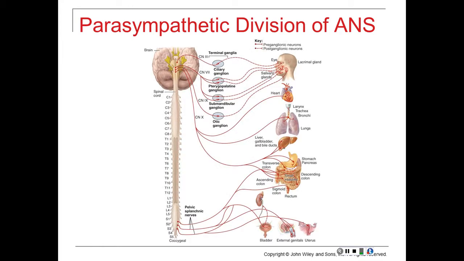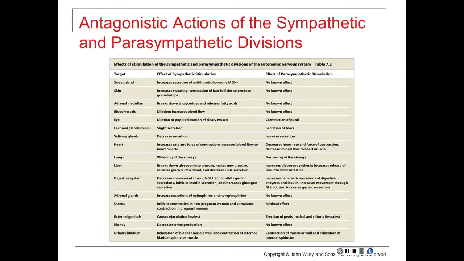Here you can see where those nerves are coming from. Again, the brain through those cranial nerves, or the sacral segments of our spinal cord coming out to some of our lower structures, including our intestines, our kidneys, for increased urination, as well as external genitalia and internal genitalia.